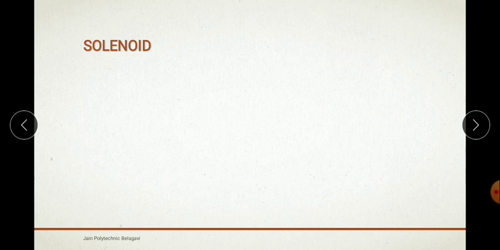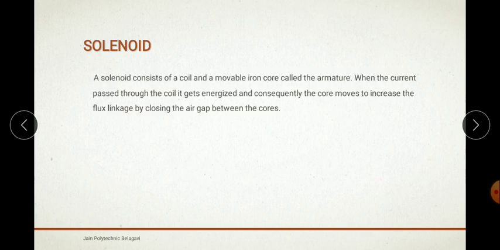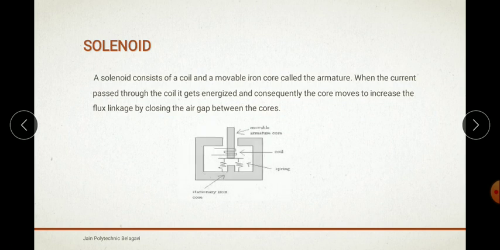Next comes the solenoid. So what is basically this solenoid? The solenoid is nothing but a device that consists of a coil and a movable iron core called the armature. This can be explained with the help of neat diagrams. Here in the diagram you can see the movable armature core, this is a coil, the spring and a stationary iron core.